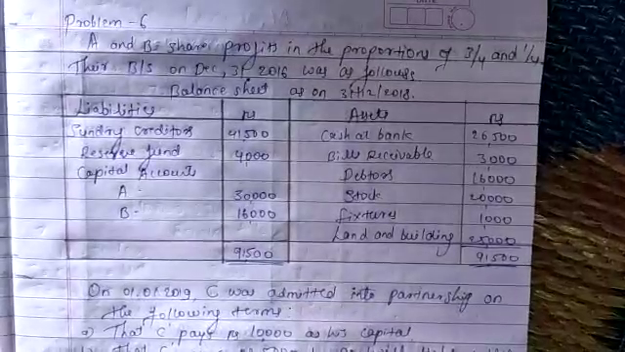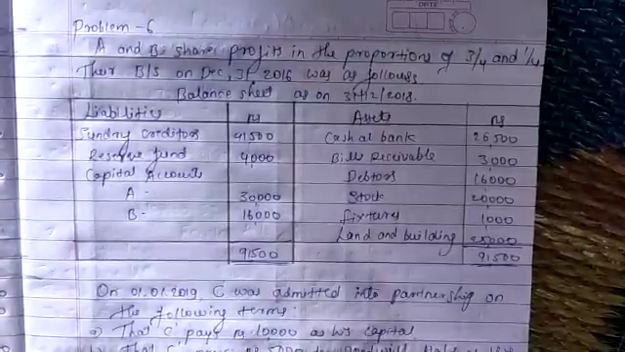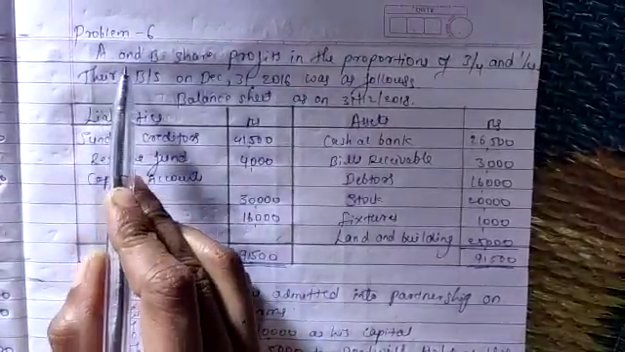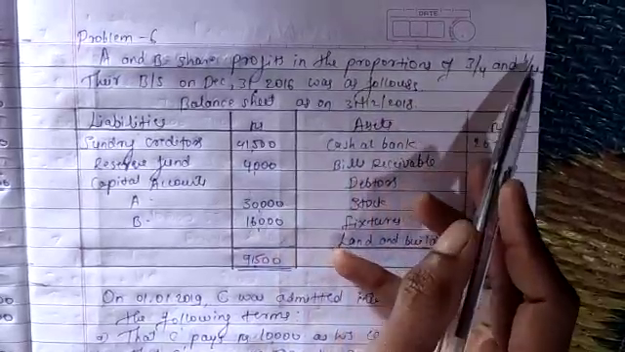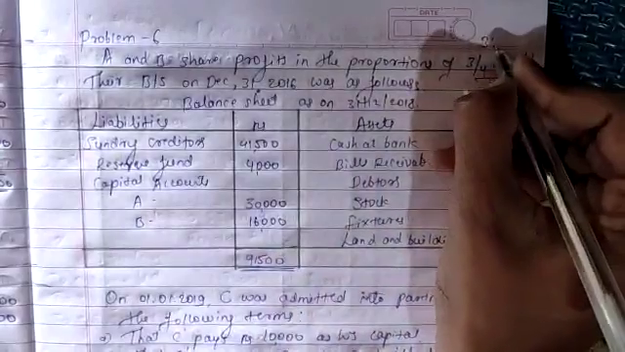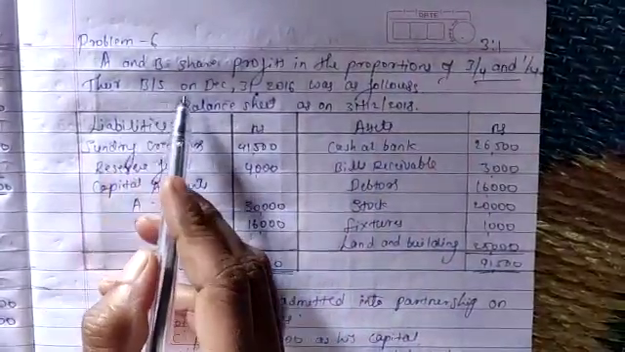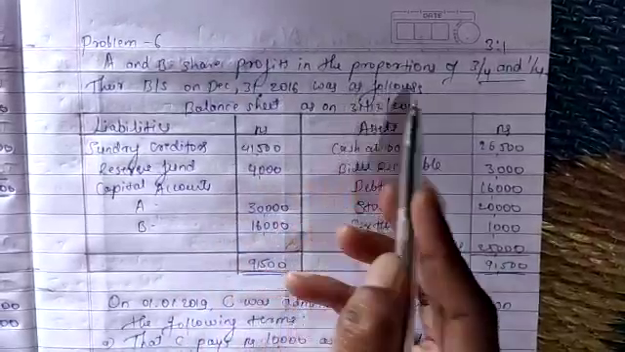Hello students, now we are taking problem number 6 on the admission of a partner. Here in problem number 6, A and B share the profits in the proportion of 3/4 and 1/4. So this is the proportion, and the ratio becomes 3:1. And their balance sheet as on December 31, 2016 was as follows.